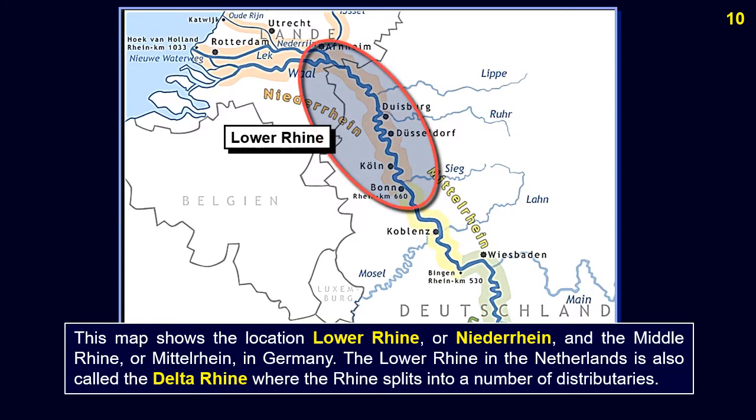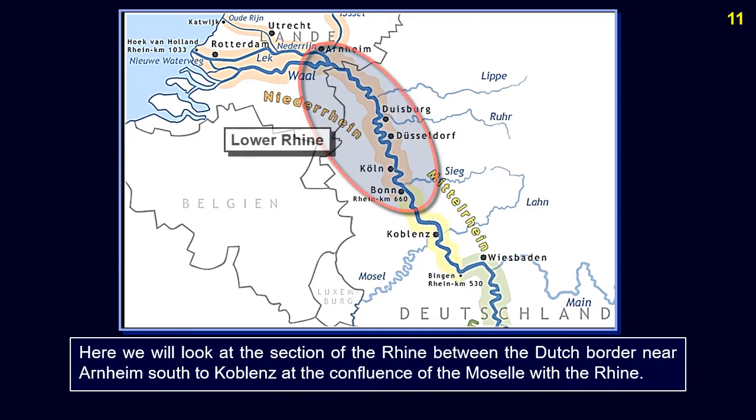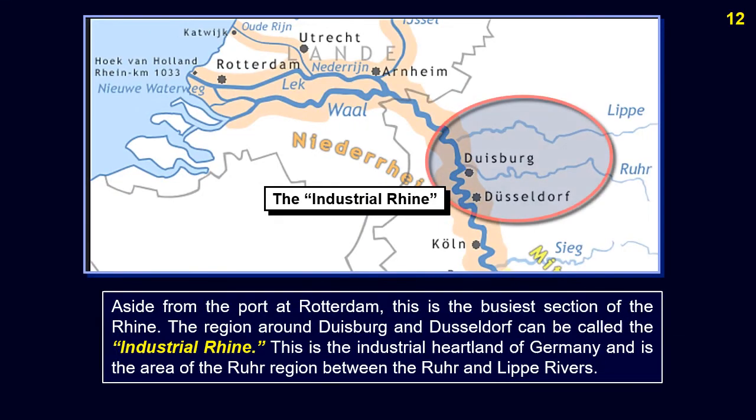This map shows the location of the Lower Rhine, or Niederrhein, and the Middle Rhine, or Mittelrhein, in Germany. The Lower Rhine in the Netherlands is also called the Delta Rhine, where the Rhine splits into a number of distributaries. Here we will look at the section of the Rhine between the Dutch border near Arnhem south to Koblenz, at the confluence of the Moselle with the Rhine. Aside from the port at Rotterdam, this is the busiest section of the Rhine.